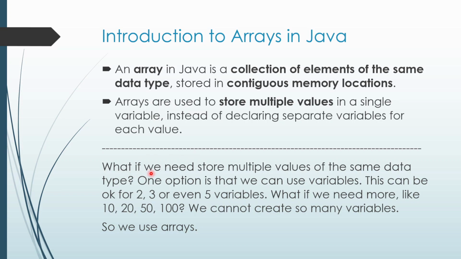What if we need to store multiple values of the same data type? One option is that we can use variables. This can be okay for 2, 3, or even 5 variables. So if I ask you to input 5 numbers or 3 numbers or 2 numbers, probably you'll create 2 variables like A and B and you can work with it. But what if we need more, maybe 10, 20, 50, 100, or we don't even know how many there are? We cannot create so many variables. So we use something called arrays.